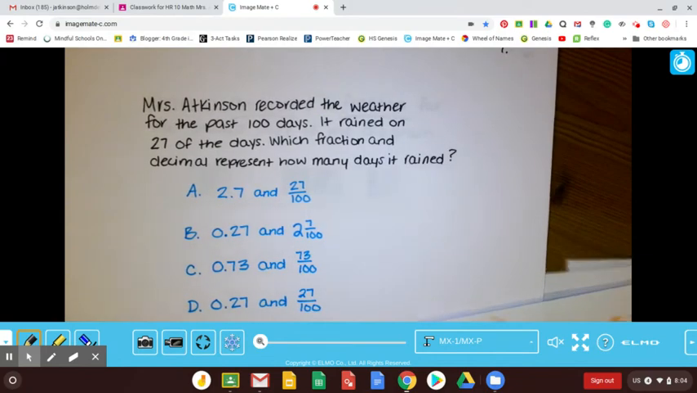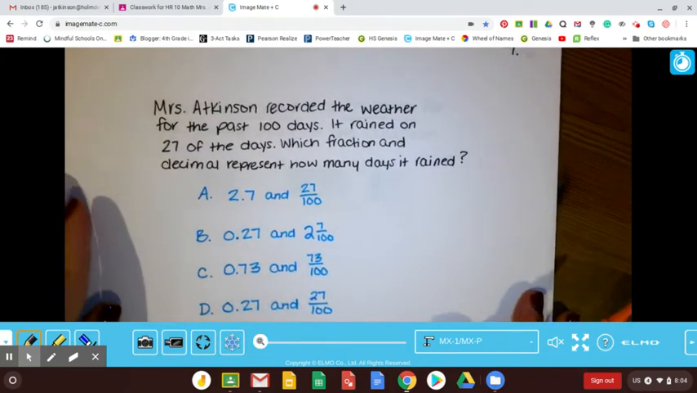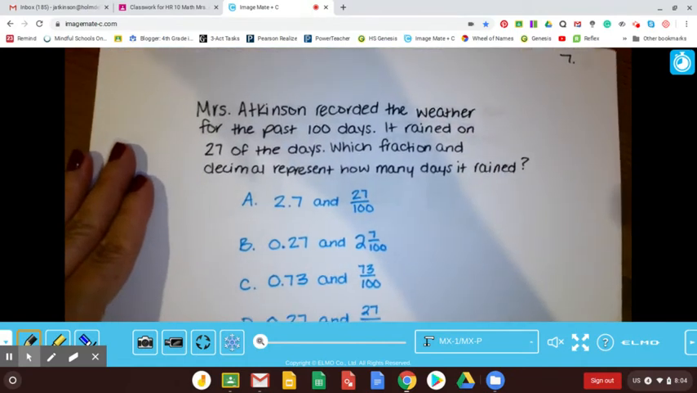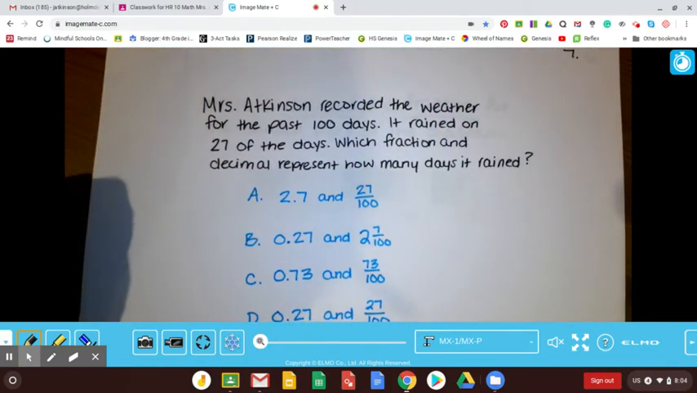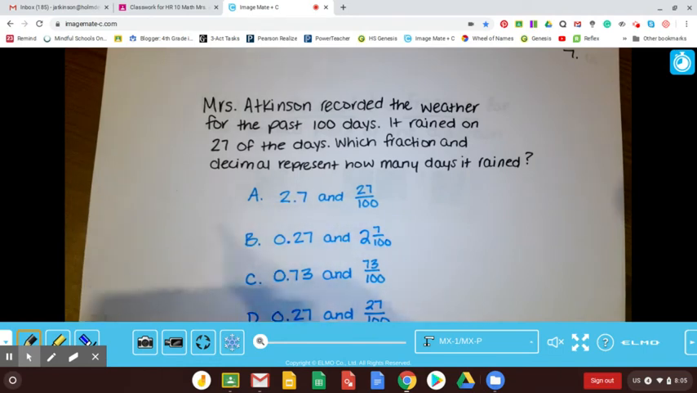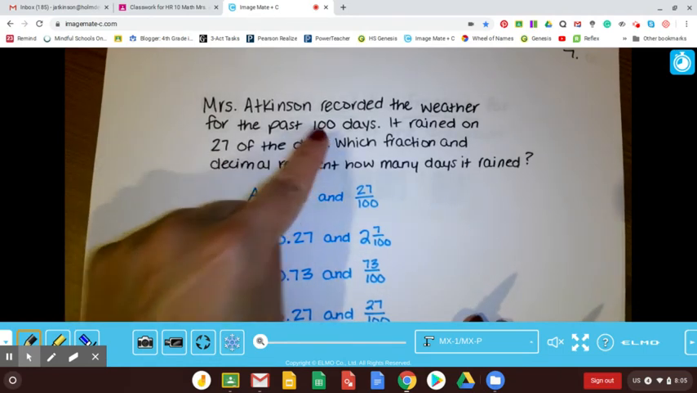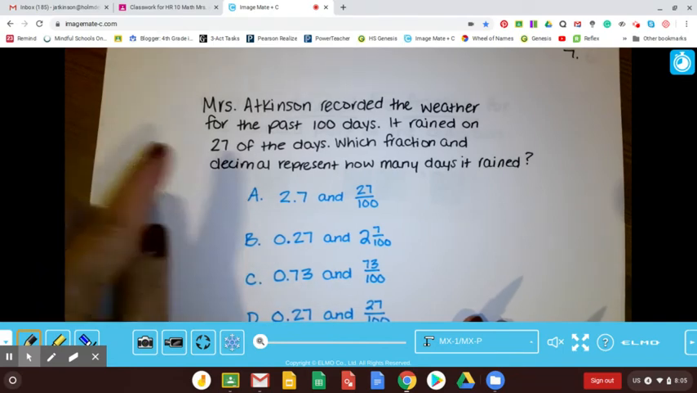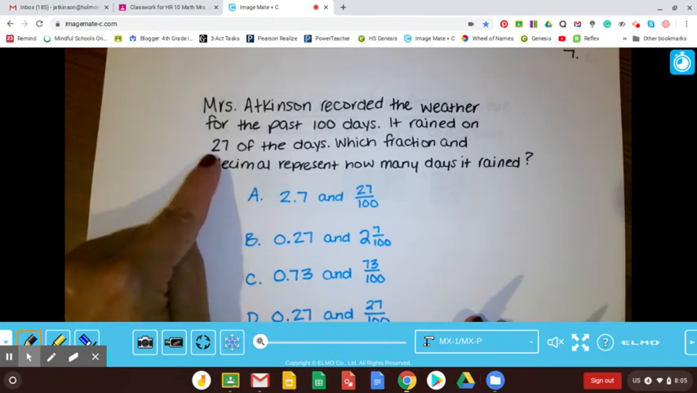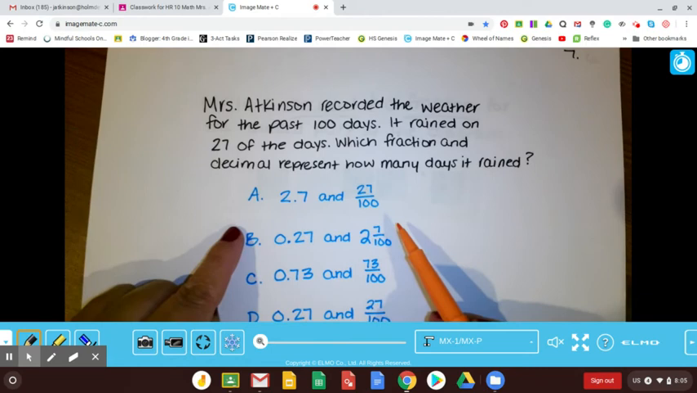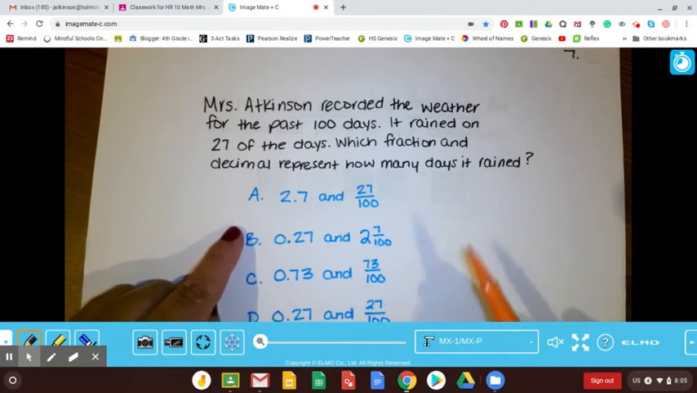All right, here we go. Mrs. Atkinson recorded the weather for the past 100 days. It rains on 27 of the days. Which fraction and decimal represents how many days it rained? So they're saying 27 out of 100 is the days that it rained, right? So 2700ths. So we want the decimal and we want the fraction for 2700ths.